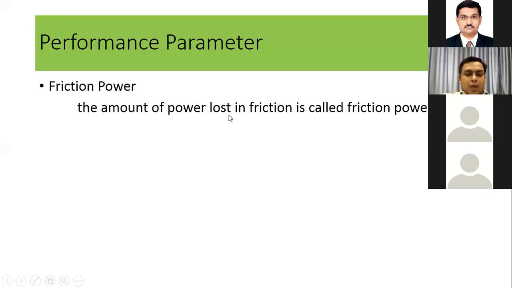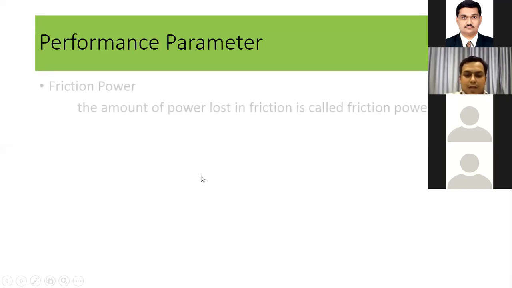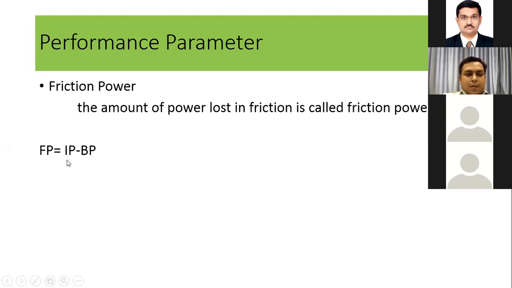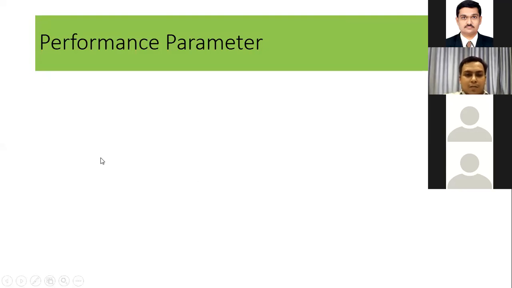The amount of power which is lost in transmission, from indicated power to brake power, this loss of power in terms of friction is called friction power. And there is a very simple formula to calculate the friction power, that is indicated power minus brake power. Now what are we supplying to our engine?